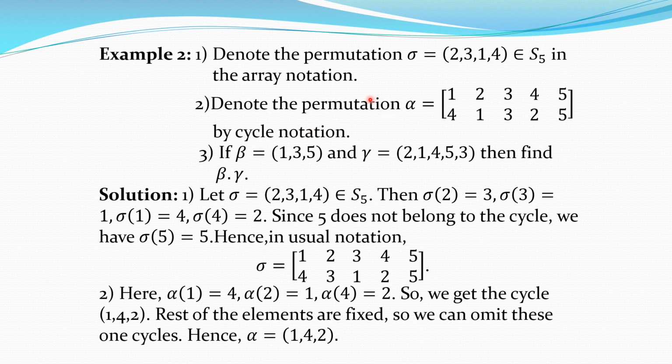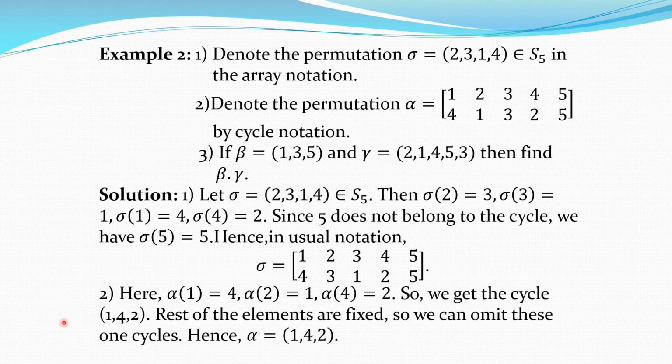So we start with the first element. Alpha of 1 is 4. Alpha of 2 is 1. Then alpha of 4 is 2. And 3 and 5 are mapping to themselves identically. So we get here 1 maps to 4. After 1 we write 4. So 1, 4. 4 goes to 2. So after 4 we write 2. And 2 goes to 1. So we are getting again the starting element. So here we will close the bracket.